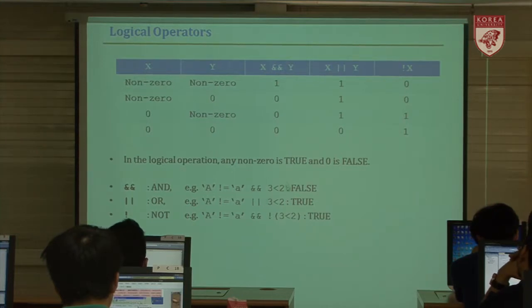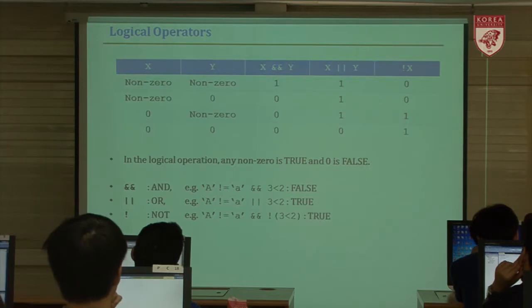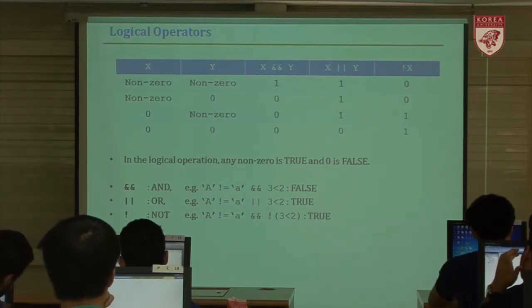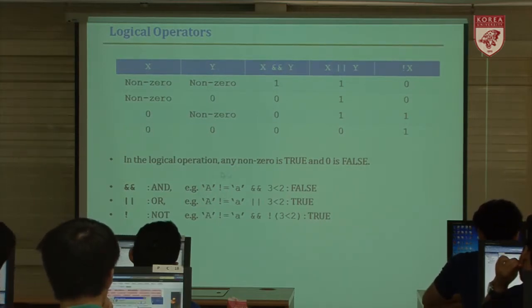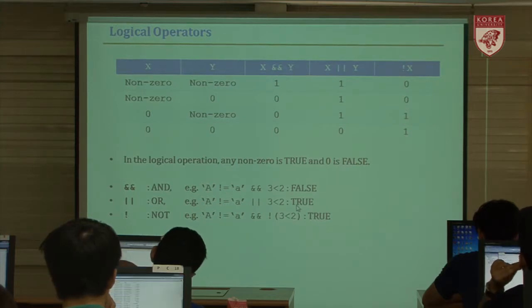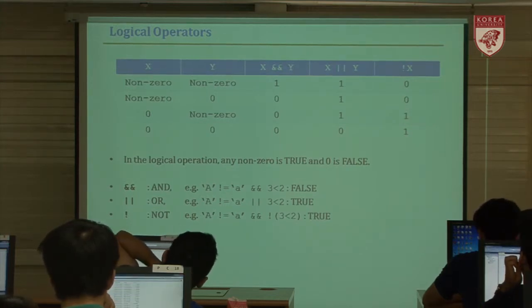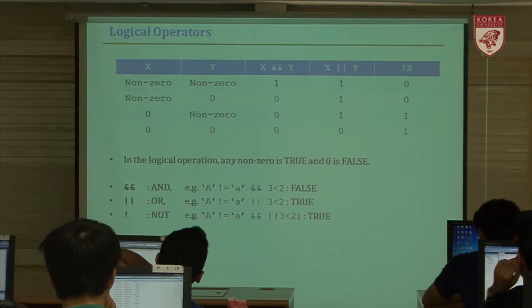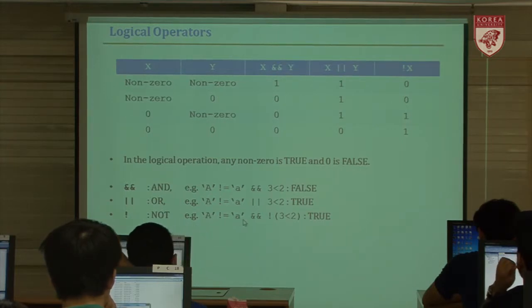How about the second one? 3 is less than 2. Is it true or false? False, right? So, first one: true and false. The result should be false. Second one, true or false? That should be true.